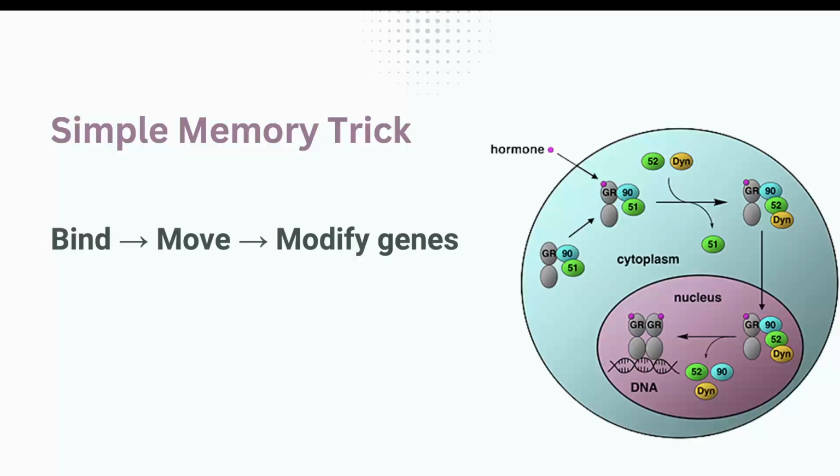If we need to memorize the mechanism of glucocorticoids or adrenocorticosteroids easily, remember these three words: bind, move, and modify the gene. Bind to the internal cytoplasmic receptor, move to the nucleus, modify the gene, modify the DNA, and lead to transcription, and lead to transactivation and transrepression.